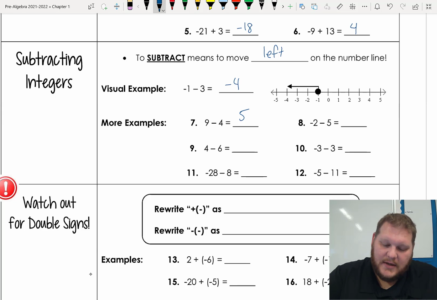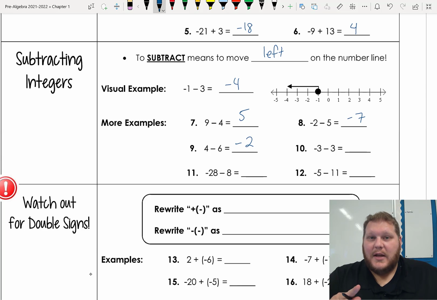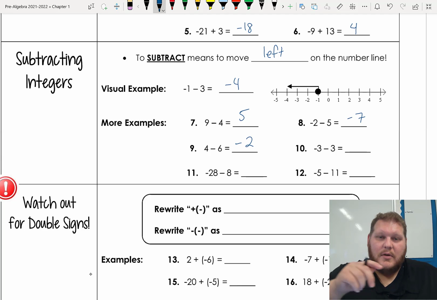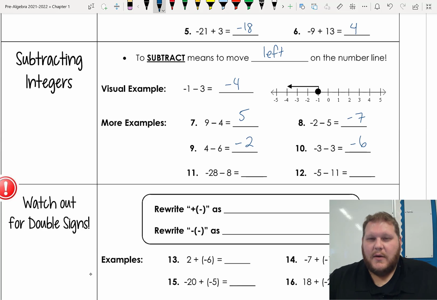Negative 2 minus 5 leaves me at negative 7. 4 minus 6 should be negative 2. Negative 3 minus 3, be careful here. This is not the same thing as 3 minus 3 or negative 7 plus 7. In this case, if you were at negative 3 and you move left 3, you end up at negative 6. Negative 28 minus 8 should be a negative 36. And then negative 5 minus 11 is a negative 16.